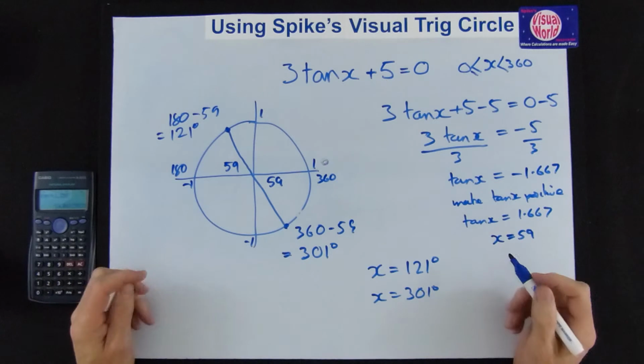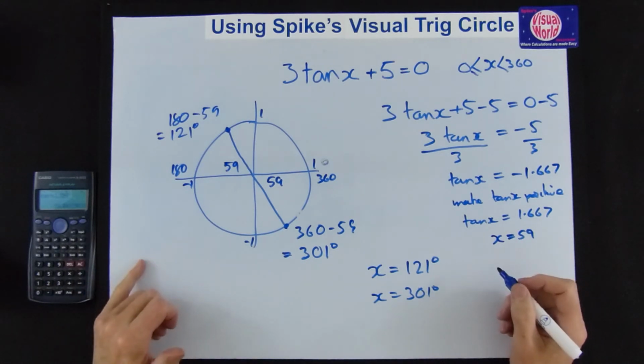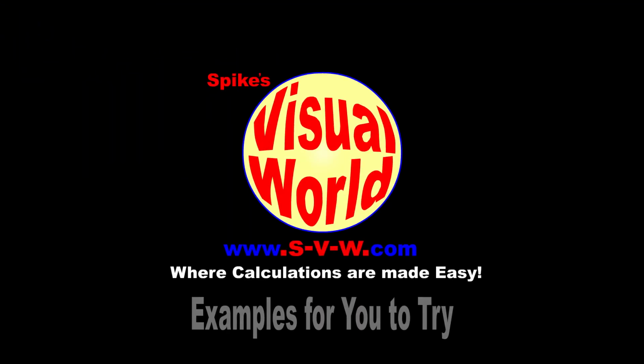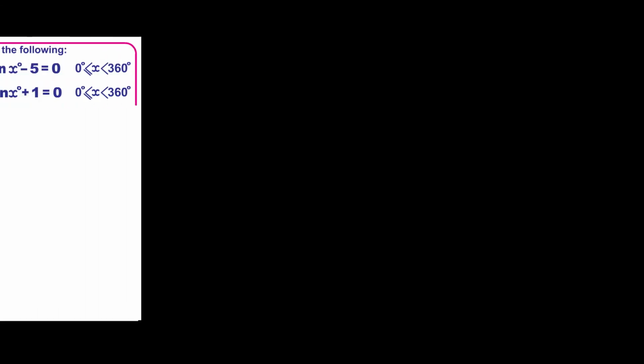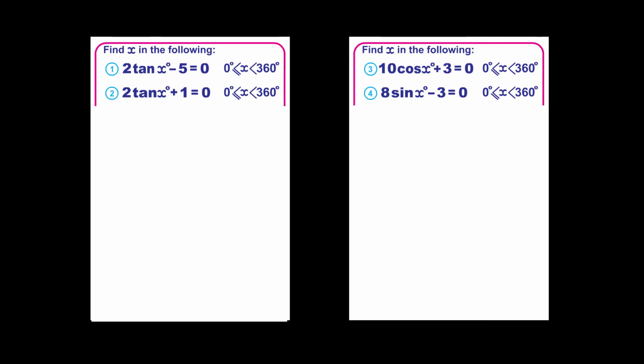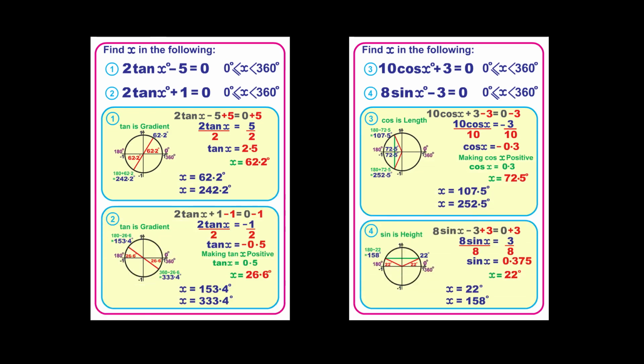Now, I'm going to give you a couple of examples on tan X, but we'll also do a sine and a cosine one for revision. Press pause, attempt the questions, then press play to get the solutions. If you didn't get the same answers, then have another look at the video.